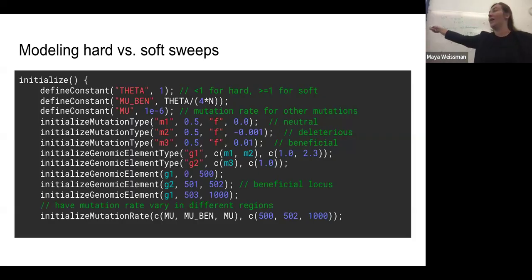So you can see here throughout that I'm using symbolic constants that I've defined later on in the code. And this is also a demonstration of how you can create a mutation rate that varies.